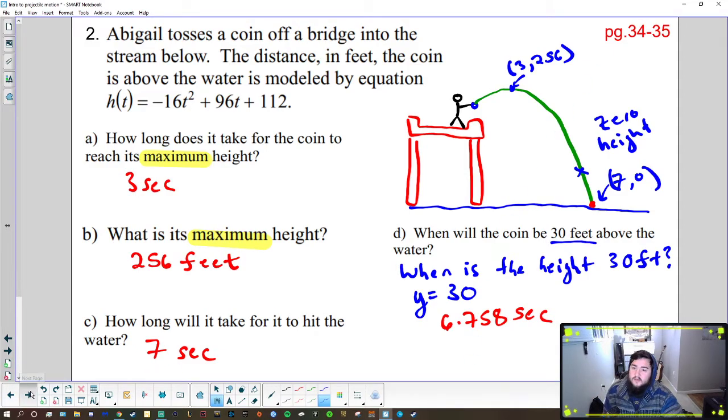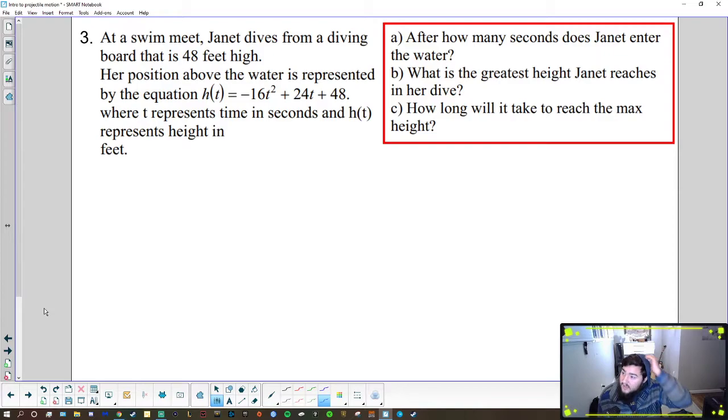Here's the next one. Okay, so we have at a swim meet, Janet dives from a diving board that is 48 feet high. Her position above the water is represented by the equation h of t equals negative 16t squared plus 24t plus 48. We know t represents time in seconds and h of t represents height in feet.